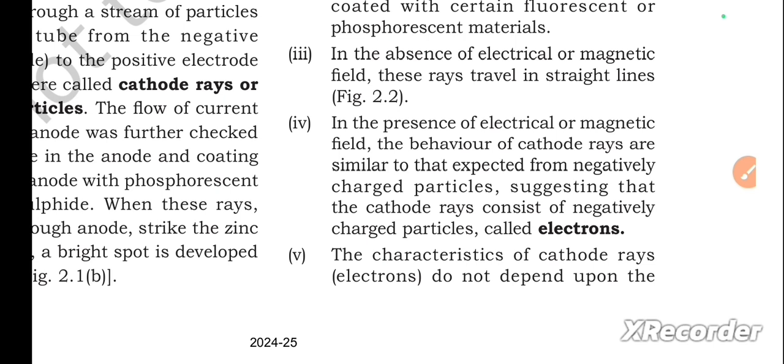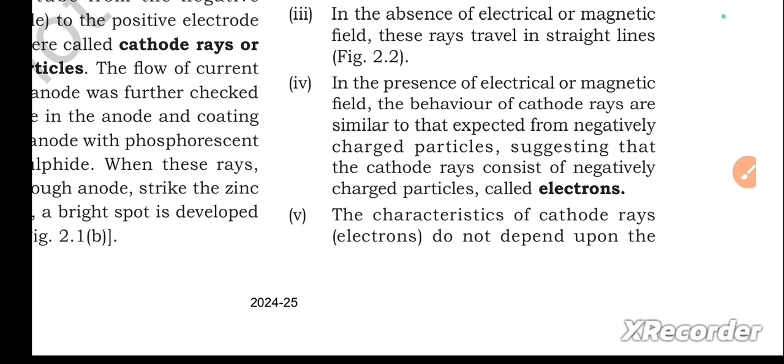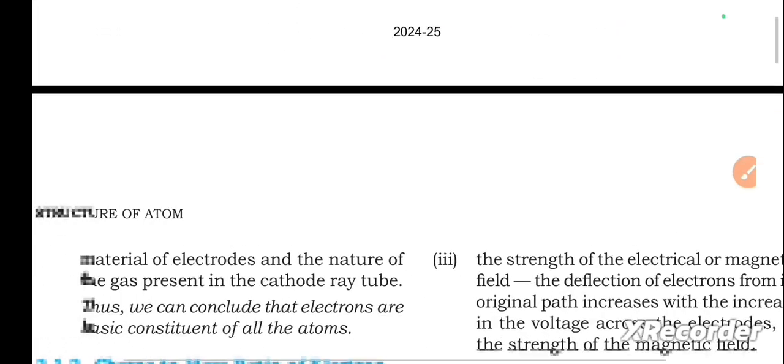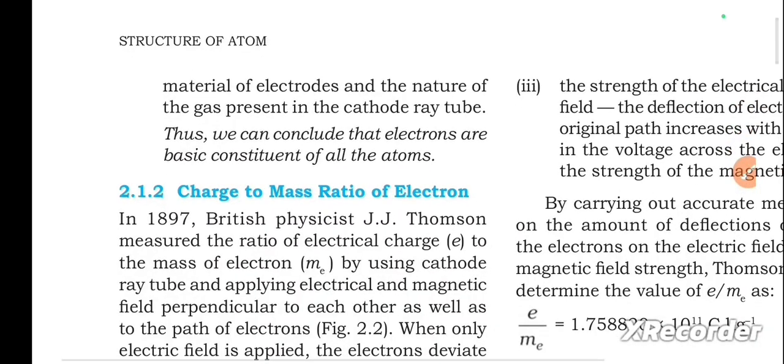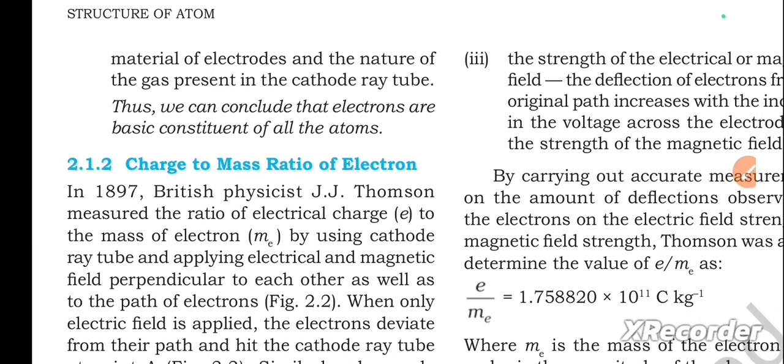Next, fourth point. In the presence of electrical or magnetic field, the behavior of cathode rays is similar to that expected from negatively charged particles, suggesting that the cathode rays consist of negatively charged particles called electrons. Next, fifth point. The characteristics of cathode rays, that is electrons, do not depend upon the material of electrodes and the nature of the gas present in the cathode ray tube. Thus, we can conclude that electrons are basic constituents of all the atoms.